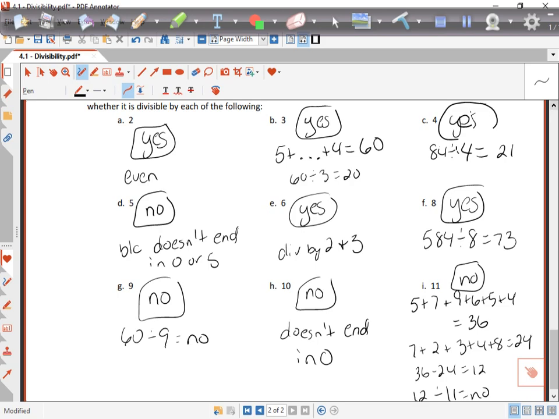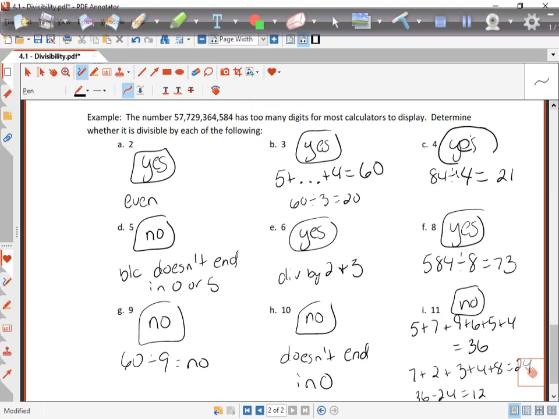So again, I'll be looking for yeses and nos, but make sure that you use these rules, because sometimes it's on the calculator. If you put this large of a number in there and you divide it by one of these numbers, it will either give you an error or it will round the answer. And it'll look like it's divisible, but it's actually not. So just be careful of that.